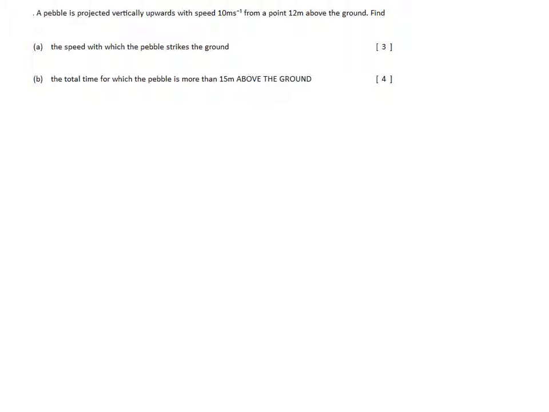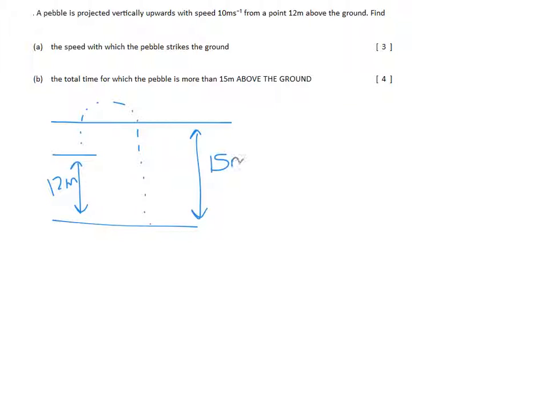In part B, it's looking at a different position of the pebble. It's good practice to draw a second diagram. So we again have our starting point, which is 12 metres above the ground. It's going to go up and back down again, and we're looking for the point at which it is 15 metres, and the important point here is above the ground. So the displacement we're looking for from the start is not 15, but instead is 3 metres.